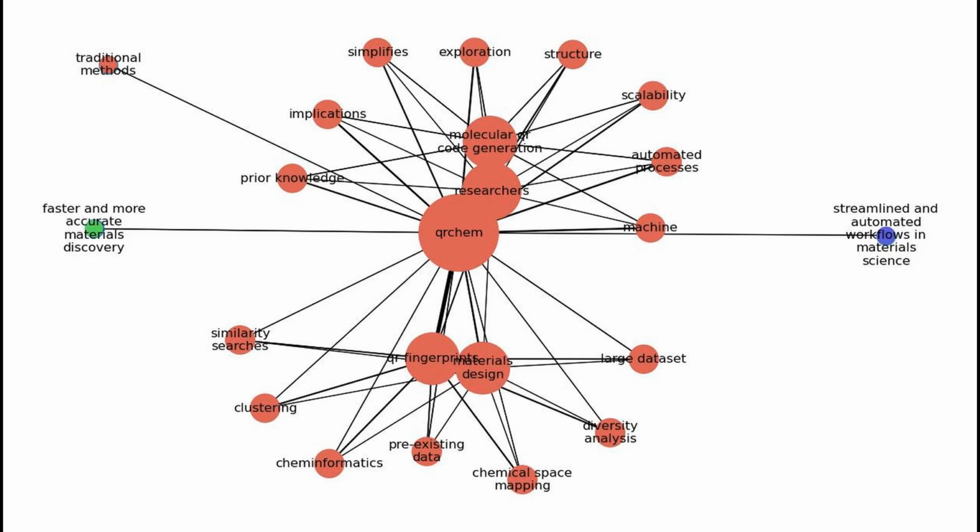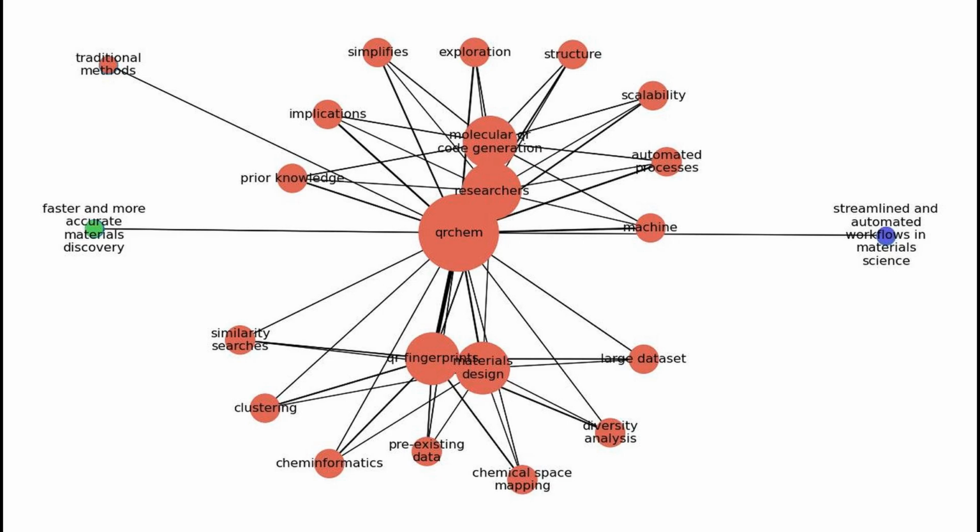Additionally, the ability to use QR fingerprints for various applications in cheminformatics, such as similarity searches, clustering, diversity analysis, and chemical space mapping, opens up new avenues for research and development. This versatility allows scientists to leverage the same foundational technology for multiple tasks, enhancing efficiency and productivity.